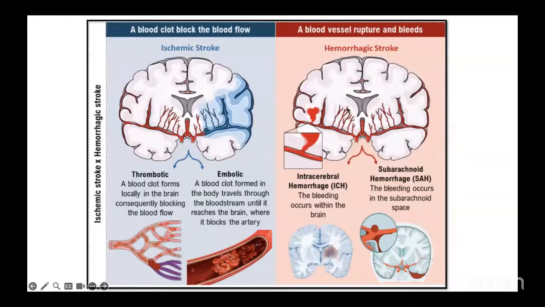The next type is the hemorrhagic stroke, which causes intracranial hemorrhage, where the bleeding occurs within the brain. Next is the subarachnoid hemorrhage. In this, the bleed occurs in the subarachnoid space. I'll explain all of these entities in the later slides.